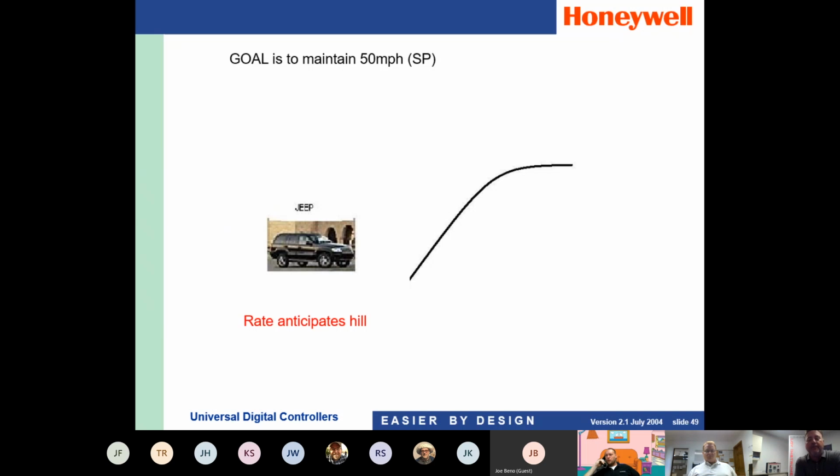So what does rate do? Rate actually starts anticipating that the hill is coming up a mile down the road. So what rate will do is, as it starts to see that process variable change slightly, it will start anticipating that it needs to apply more gas to the engine, putting more pressure on the gas pedal, anticipating that this hill is approaching.